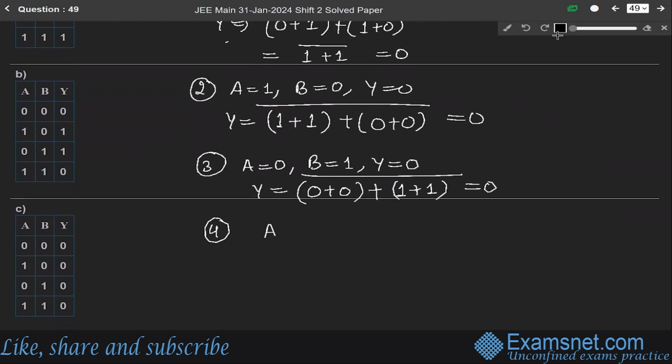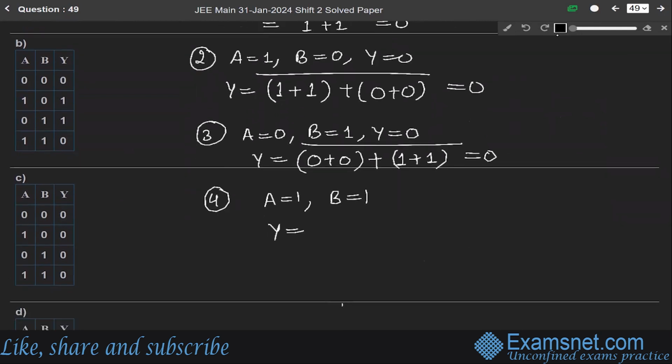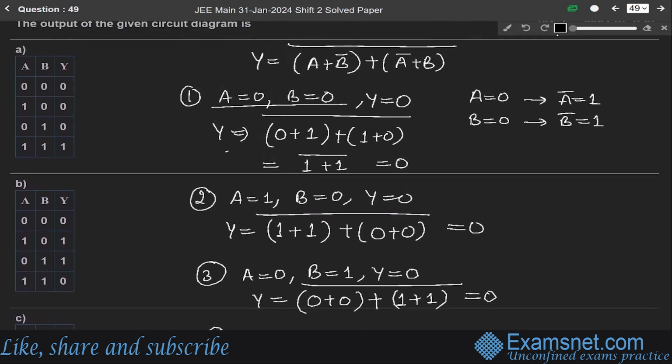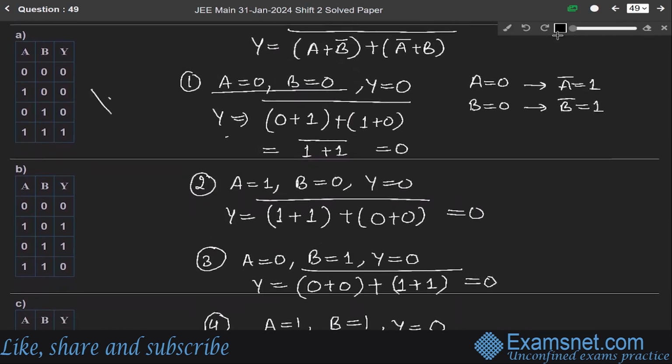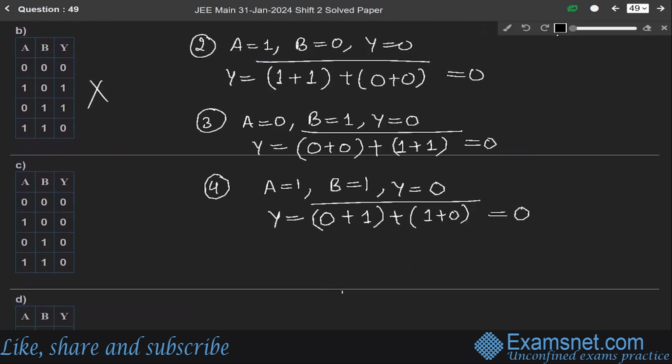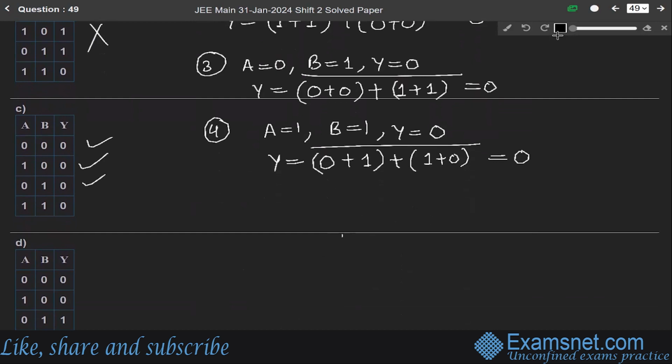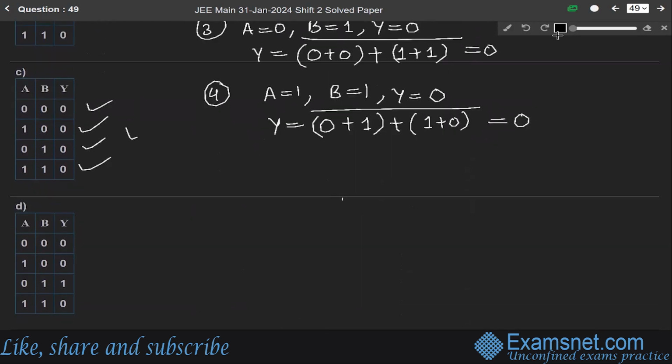And fourth condition is when A equals 1 and B equals 1. At that time Y will be A plus B bar means 1 plus 0, plus A bar plus B means 0 plus 1, again it will be equal to 0. So for all the conditions, the output Y is always 0. So now match this condition with the given options. This is not satisfied, this is not satisfied. In option C, all the outputs are 0. So the correct option is option C. And in option D, this is 1. So this is not satisfied.